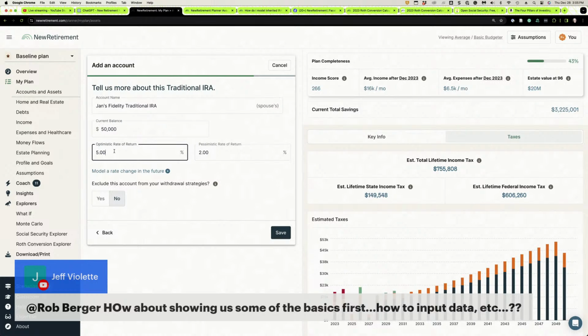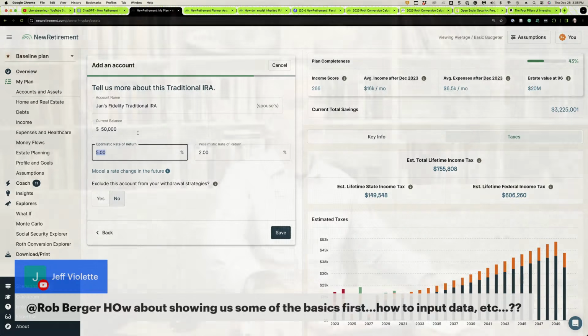For optimistic and pessimistic, I first think about what's in the account. Is it a lot of stocks, stock funds, fixed income? It's a mix, and I'll put in rates of return accordingly. What I tend to do is put in as optimistic the sort of long run average for that stock bond allocation. Maybe even a tad less.